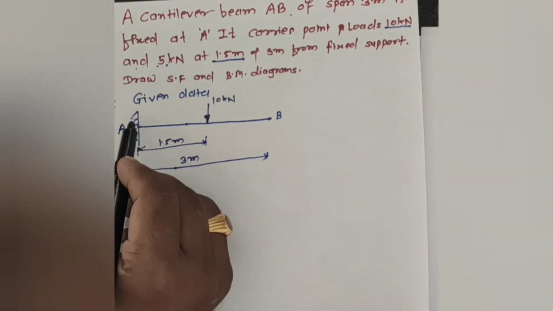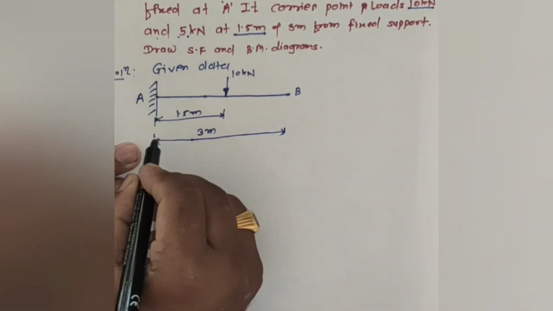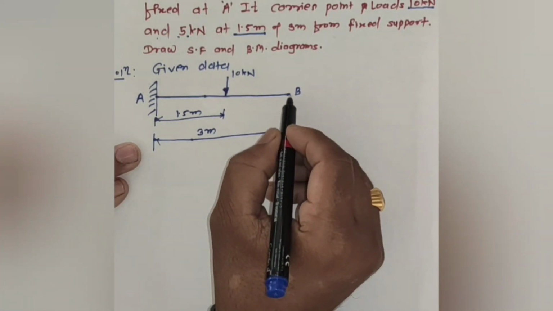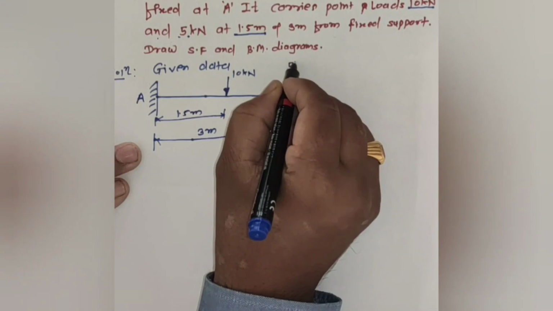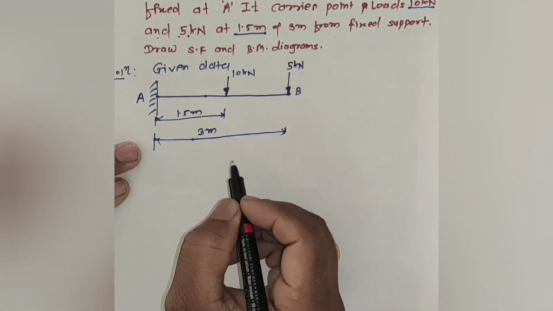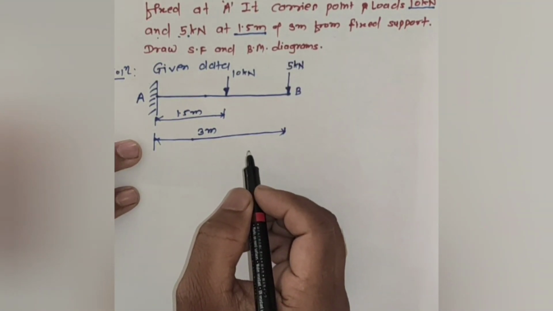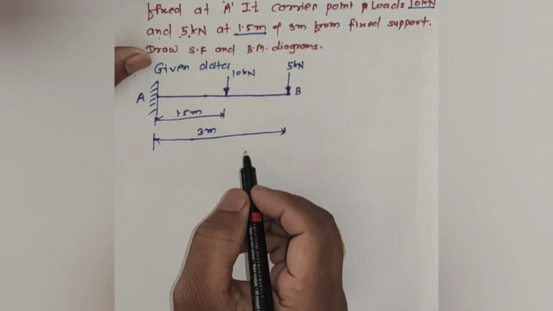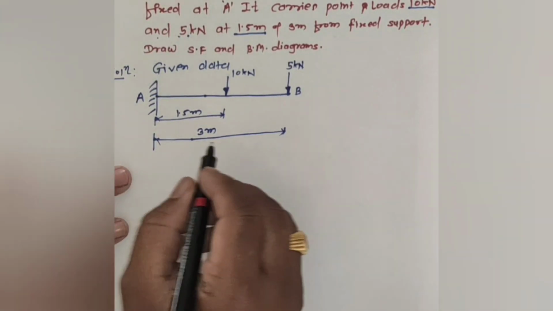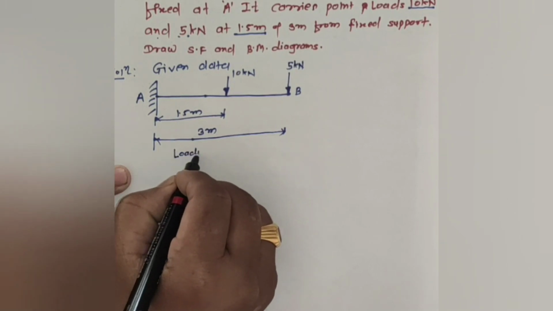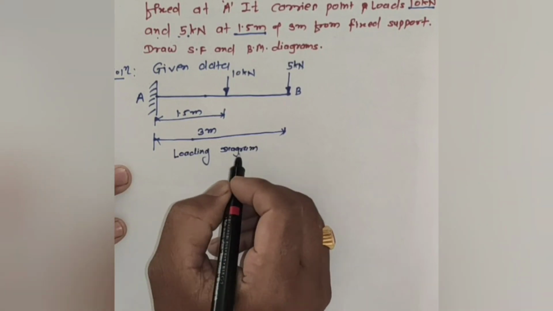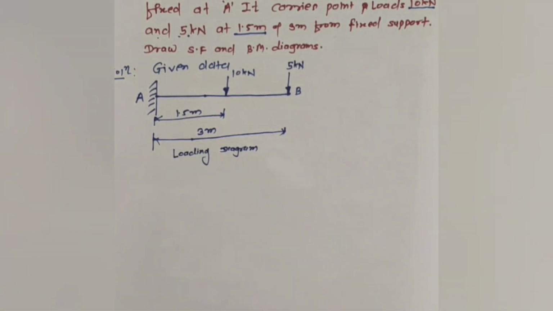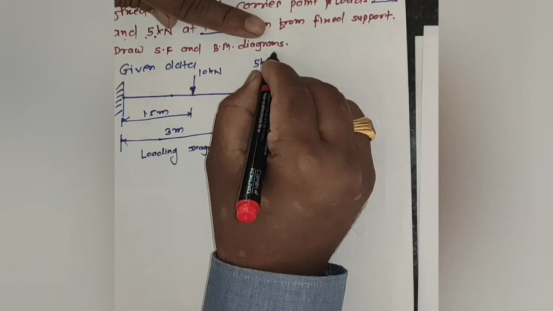3 meter. This is the fixed end A and the distance is 3 meter, having a second point load of 5 kilonewton. Hello students, you have to read the problem carefully and draw this loading diagram. Loading diagram. Okay, the next one, step number 1. What is step number 1?